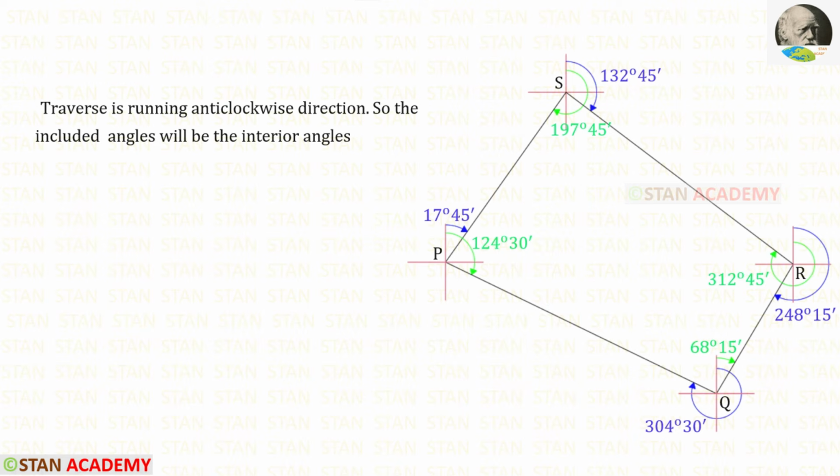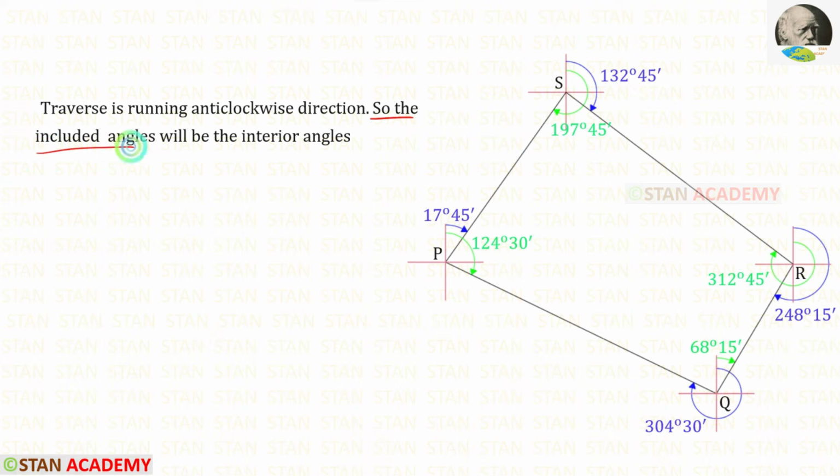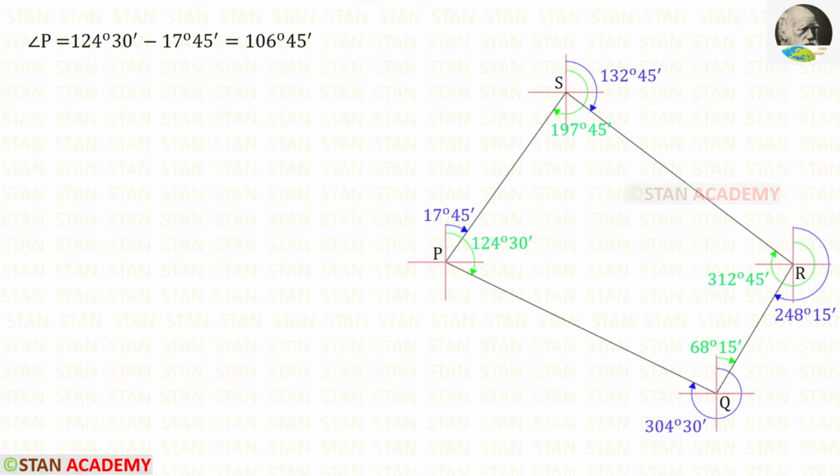Now we are going to find the included angles. The traverse is running in the anti-clockwise direction. So the included angles will be the interior angles. We know that the interior angles are these angles. First, let us find the interior angle in the station P. To find this angle, we have to subtract this angle by this angle. When we do that, we will get 106 degree 45 minutes.